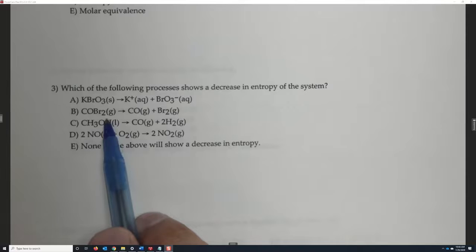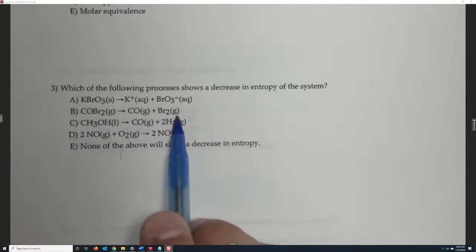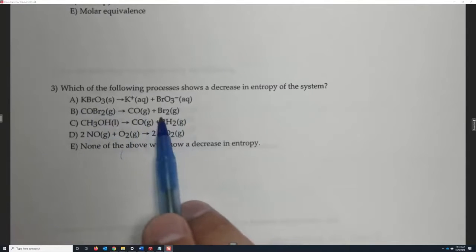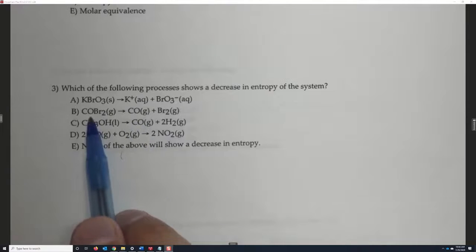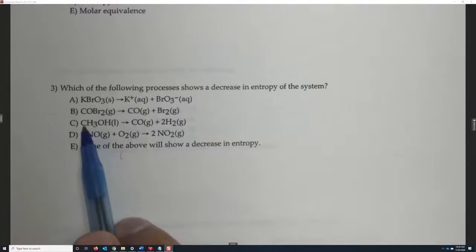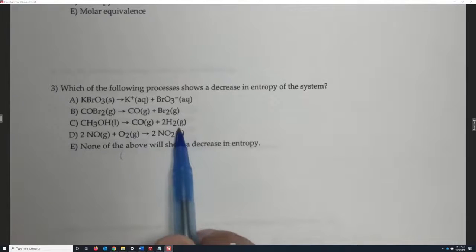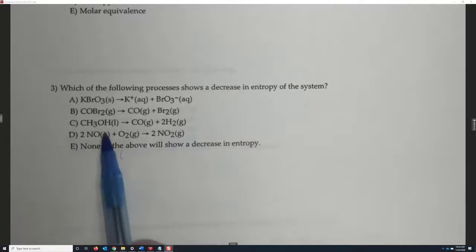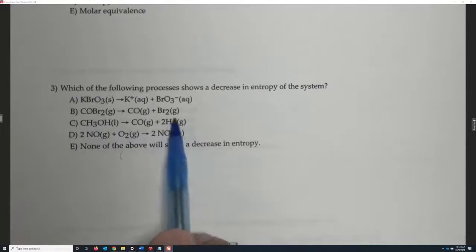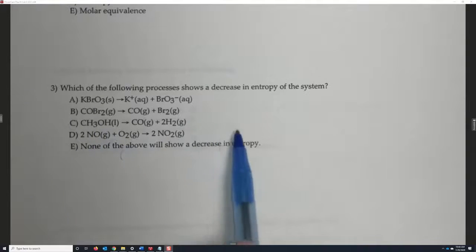All right, here we have COBr2 gas becomes CO gas and Br2 gas. So we have 1 mole of gas forming 2 moles of gas. In this case, it becomes more disordered because we had 1 mole and now we have 2 moles. Next, we have methanol, liquid, and it becomes carbon monoxide and hydrogen gas. In this case, we have 1 mole of liquid becoming 3 moles of gas. This is more disordered, and this is more ordered, so entropy is increasing.